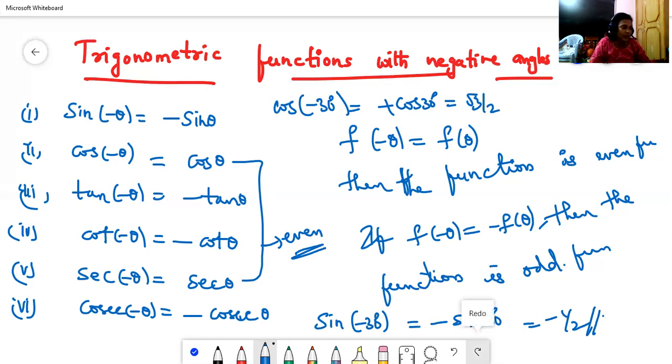So you should remember trigonometric functions with negative angles. These are very, very important. It will come in engineering.